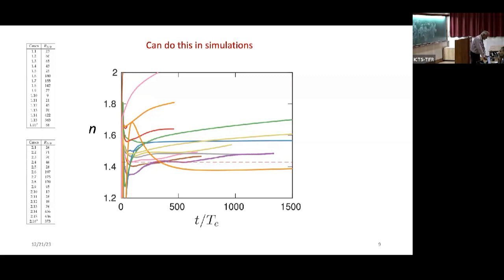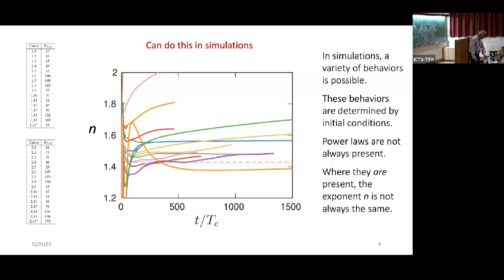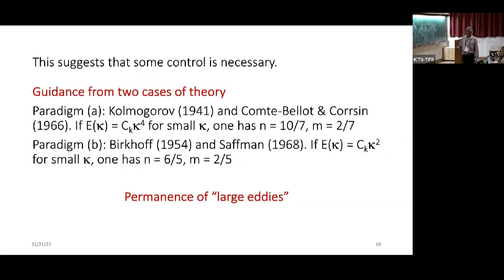And what's the way to control? I will show you. This is what Grisha has been talking about. You can take guidance from two cases of theory. One paradigm comes from the great man himself. And what does it say? It says that if the energy spectrum near the origin goes like k to the power 4, for small k, that is large sizes, k is now 1 over length scale, remember. So small k means the behavior at large scales is really what governs how the turbulence decays. And the exponent is 10/7. And it also says that the length scale will grow with this exponent.